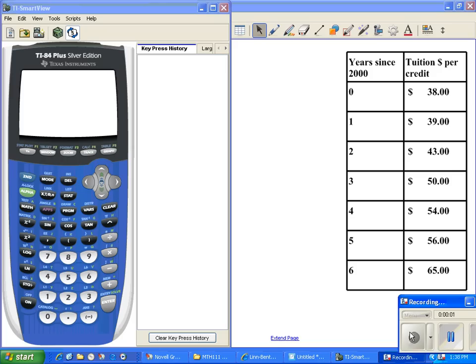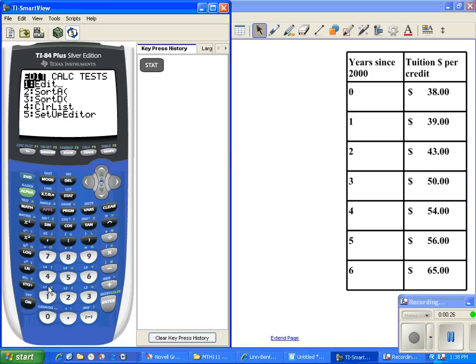Looking at how to use linear regression on our calculator. My data set's over here. What I've got is the year since the year 2000, so this is 2000, 2001, 2002, etc., up to 2006. And what I have here is the tuition at LBCC in dollars per credit over that period of time. So on my graphing calculator, I'm going to push my Stat key and then 1 for Edit, and I'm going to put in my data.